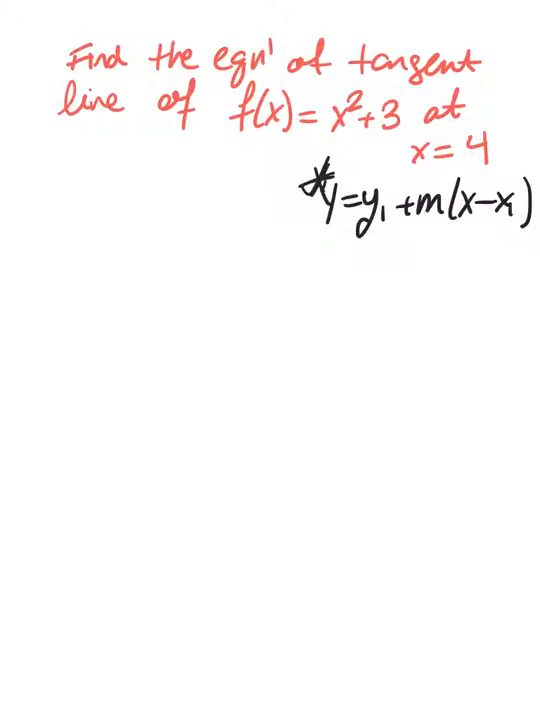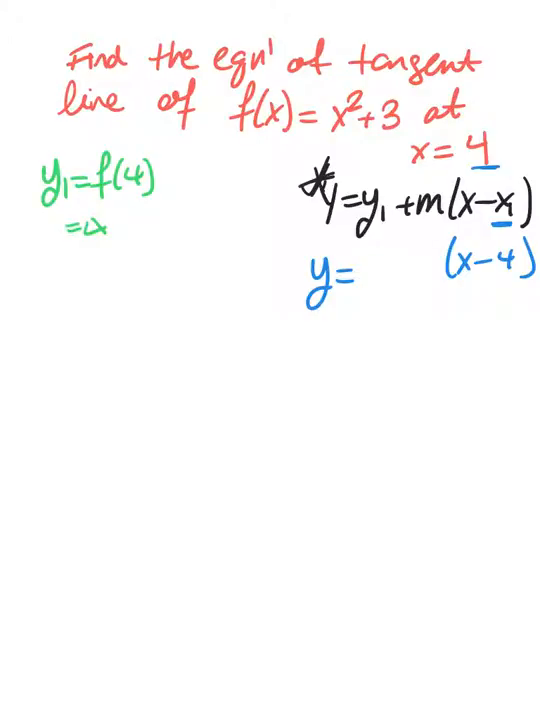Things that we do know. We know our x1. That's the x I'm talking about. That's x minus 4. That's y equals y1, which is just f of 4 in this case. Just plug in 4. So that's going to be 4 squared plus 3. 4 squared is 16 plus 3 is 19. So that is our y1.